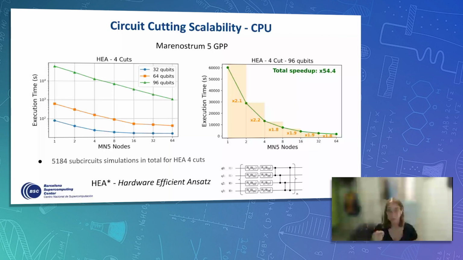We can see that in the right graph: every time we double the number of Mare Nostrum nodes we're using, the time is cut by half, having a total speedup of 64.4, where the perfect speedup would be 64. So it's pretty close, and that means our application scales really, really well. And this can go even further if we had more nodes or even bigger circuits. We're going to talk about this a little bit later.